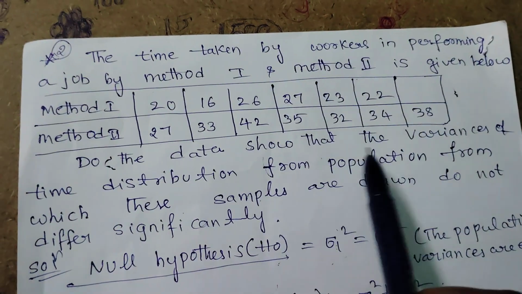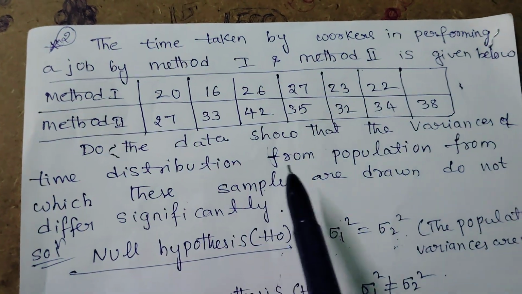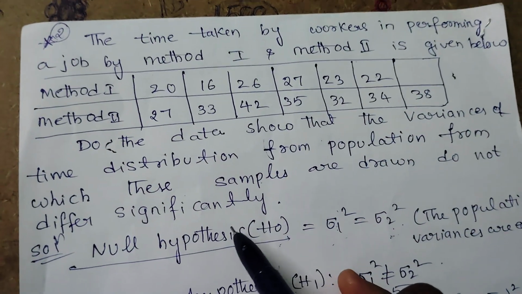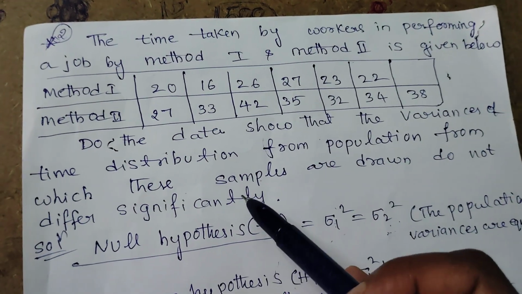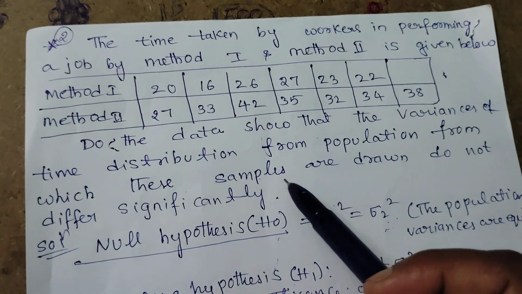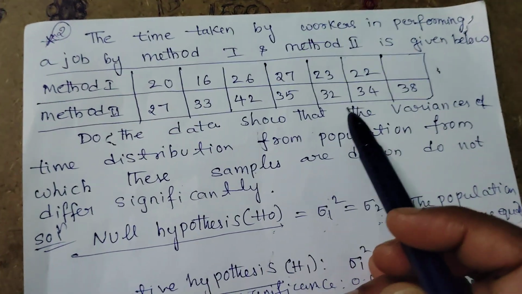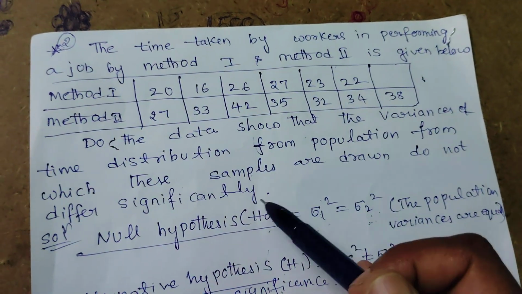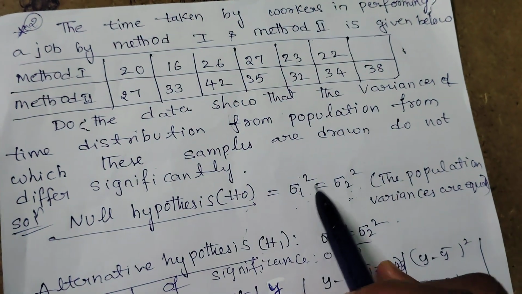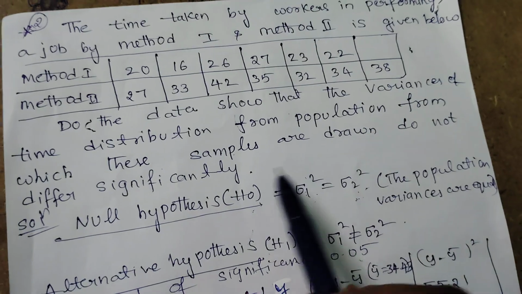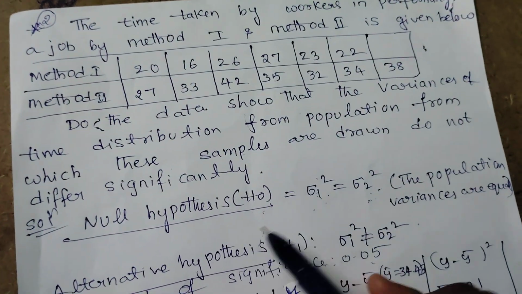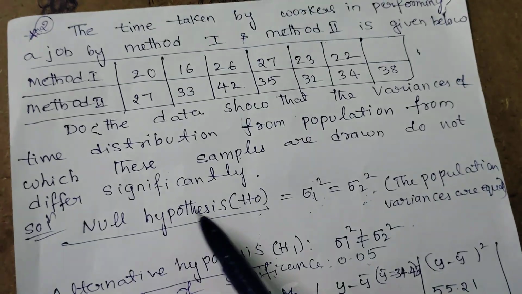Do the data show that the variances of the time distribution from the populations from which these samples are drawn do not differ significantly? Okay, we need to show that there is no significant difference between the variances of the two populations. That means the variances of the two populations are almost equal. That means sigma 1 square equal to sigma 2 square is our null hypothesis. Whatever the given statement is, we need to take that as the null hypothesis.